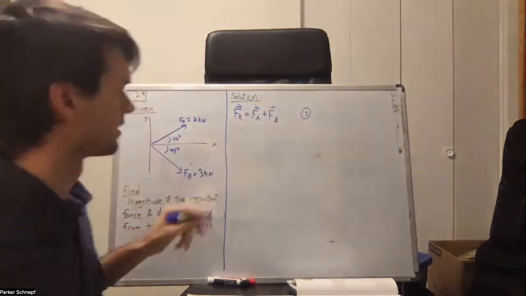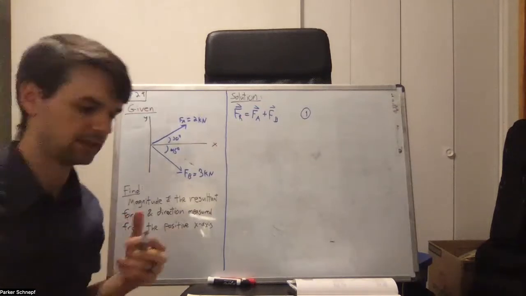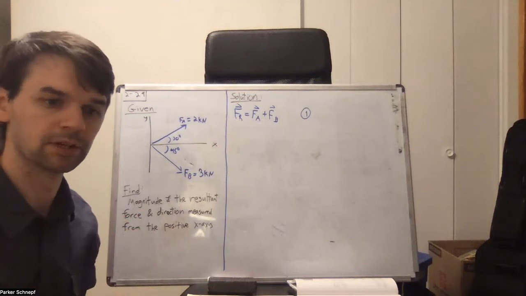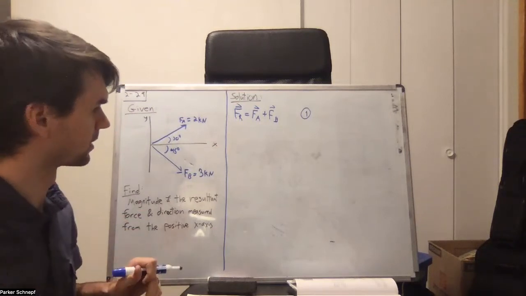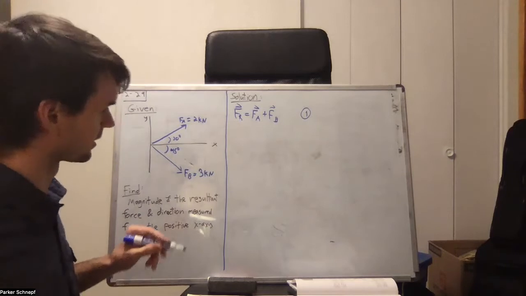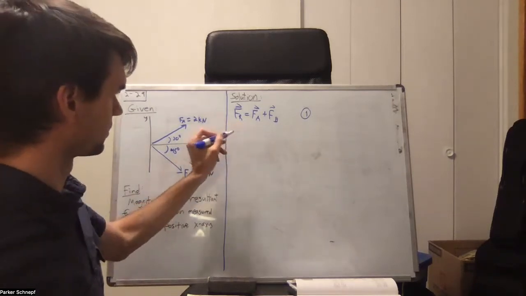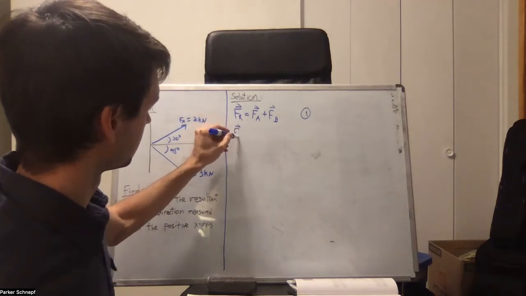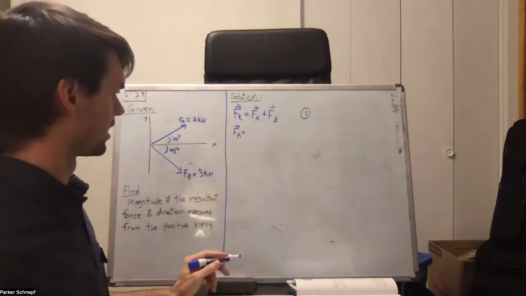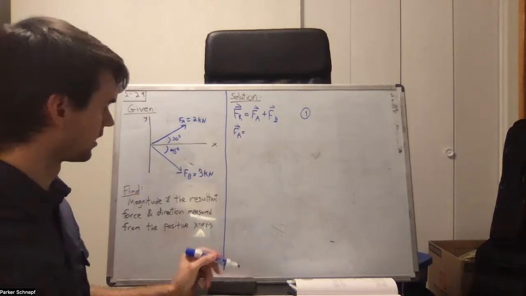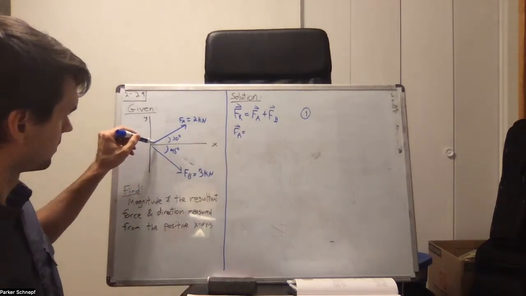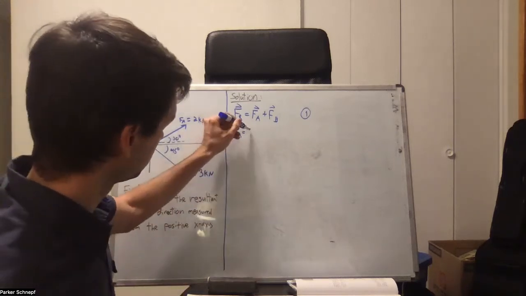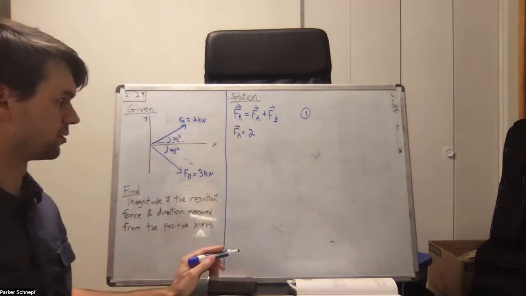I kind of like this method of numbering key information so that I keep track of it later and make it clear when I'm using what information. You don't strictly have to, but it's just something that I like to do. So this is my first equation, and I'm going to then figure out what FA is equal to. So FA, the x component of F is going to be the magnitude of the vector, 2.